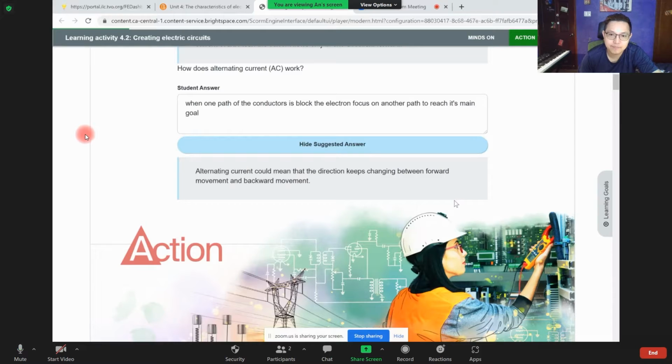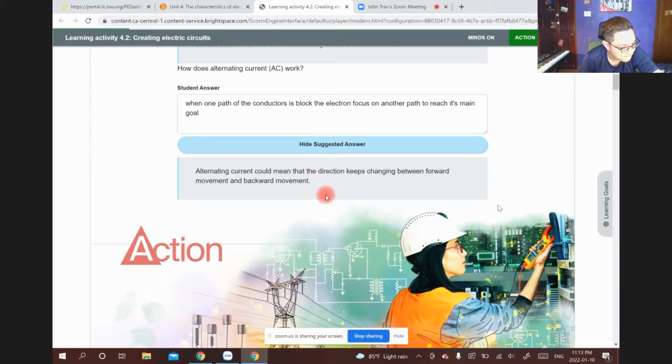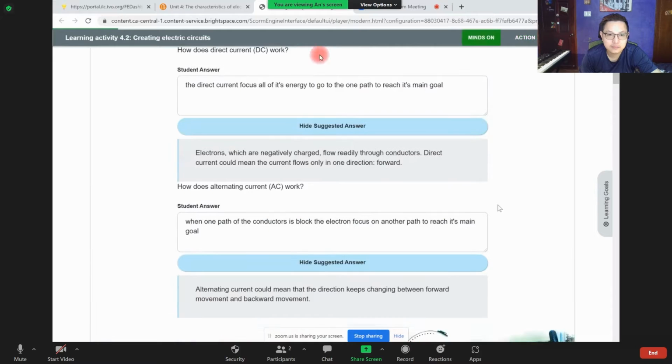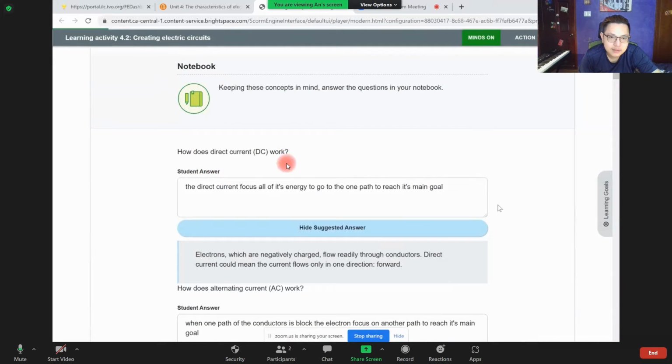Alternating current means the direction keeps changing between forward movement and backward movement. It's changing like that, continuously. That's why it's called alternating current, AC. Direct current is like going one way, DC. Can I see your answer up there? Yeah, sure. How does DC work?